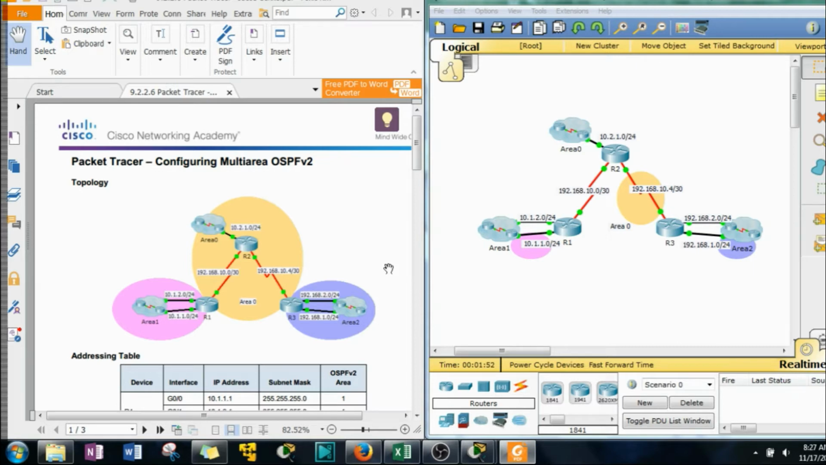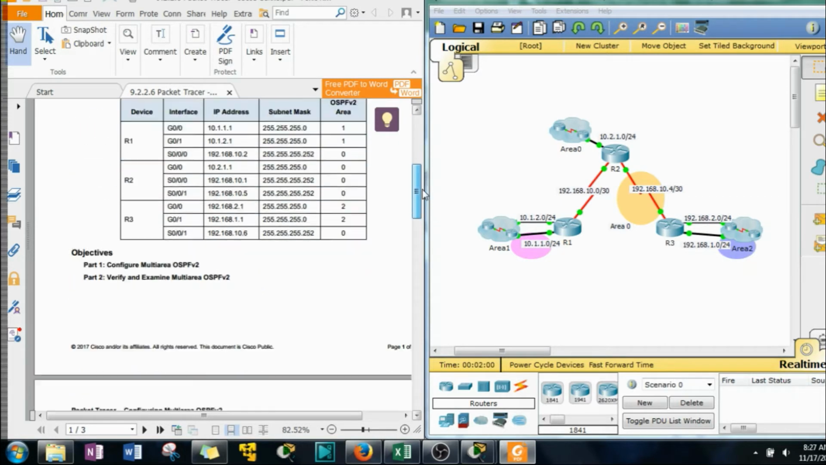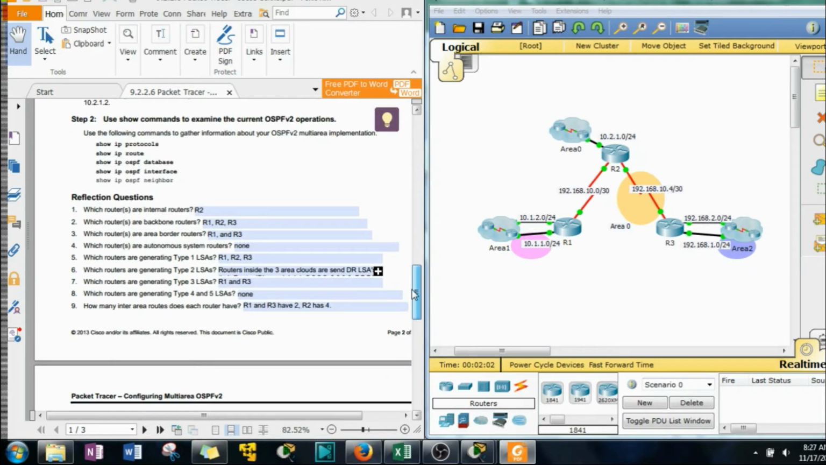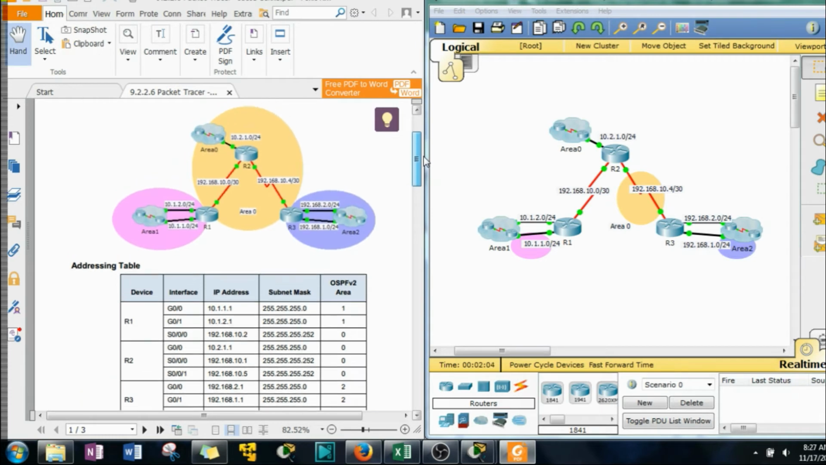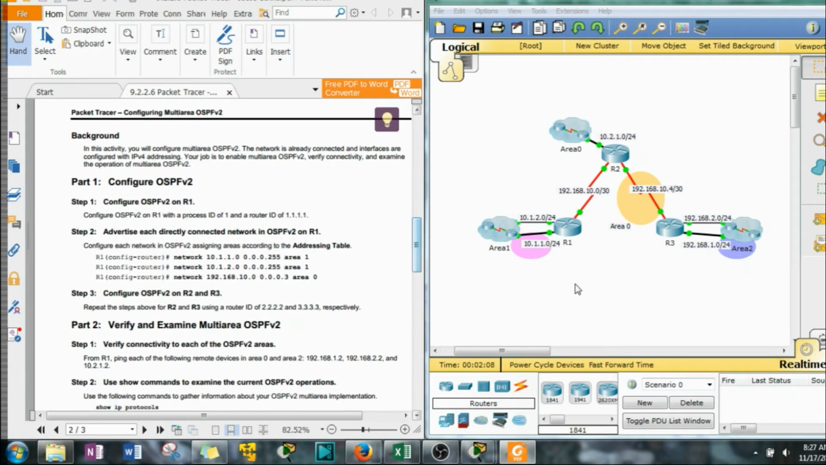This Packet Tracer is getting into our multi-area OSPF for just version 2. The Packet Tracer part's not so hard. It's answering the questions in this PDF that's the tough part. So let's start configuring our routers here.